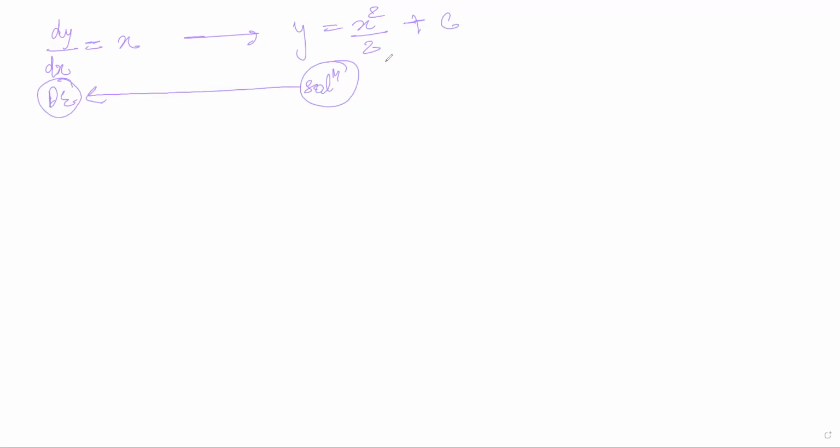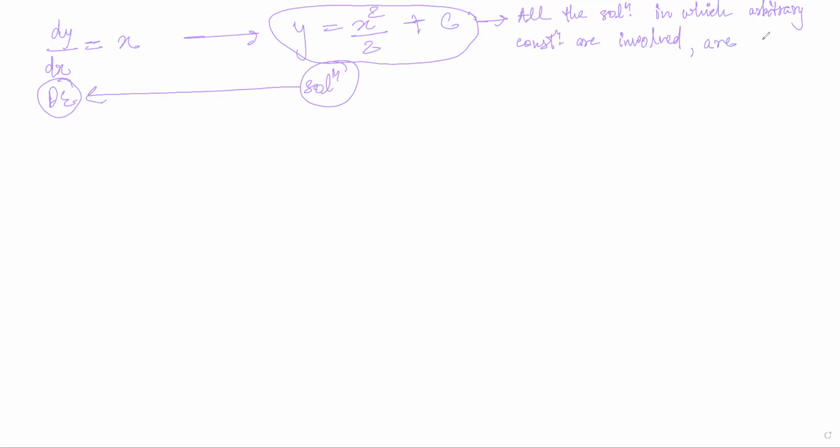Now the solution can exist in two types. So let's say this is the solution, y is equal to x square by 2 plus c. So this is a general solution. Why general? Because c can take many values, c can take infinite values, right? So all the solutions in which arbitrary constants are involved, that is unknown constants are involved, are known as general solution.